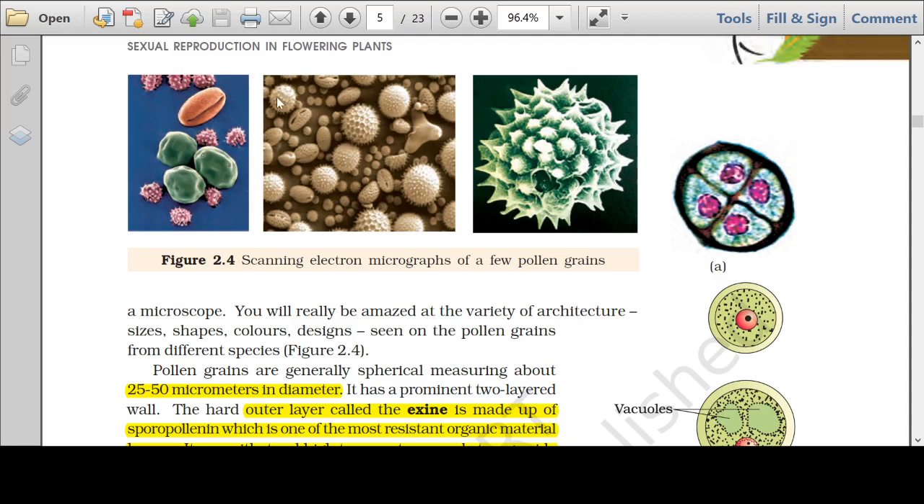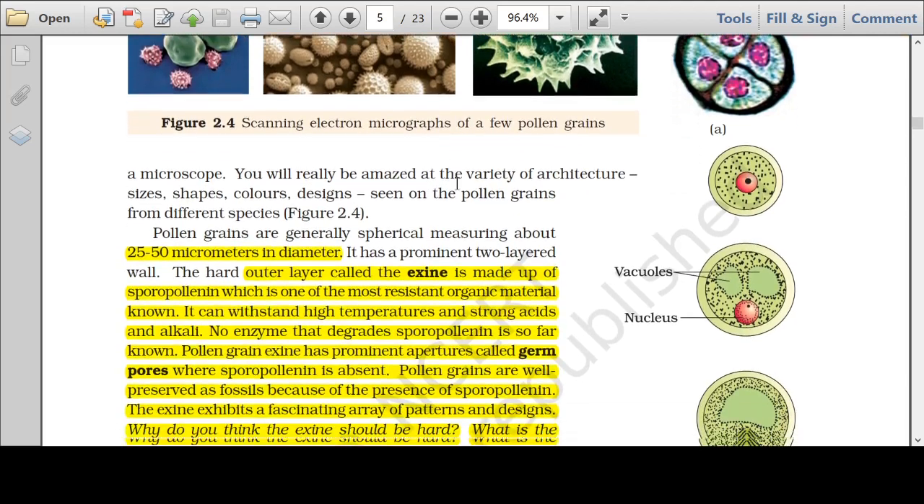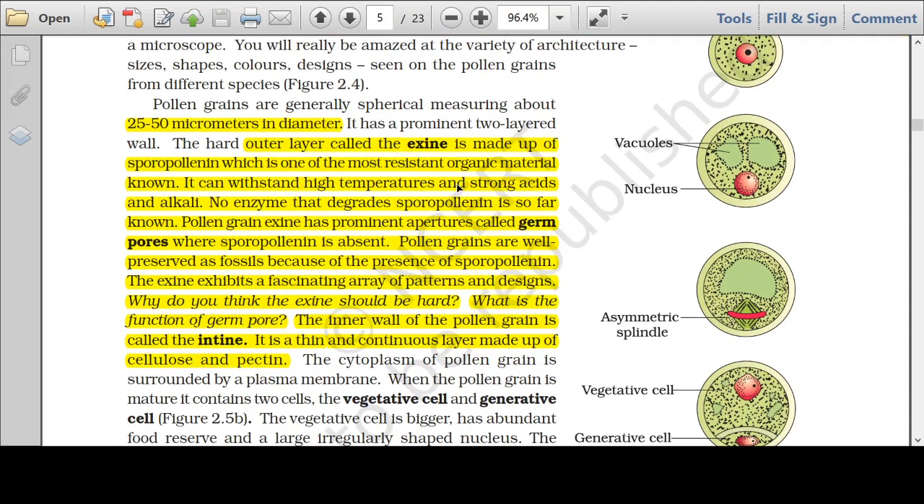Okay. In this diagram, you can see the different pollen grains collected from different flowers. The pollen grains have a spiny outer wall. We'll come to this structure also one by one. Now, if you see the structure of a pollen grain, generally a pollen grain is 25 to 50 micrometers in diameter, very small in size.